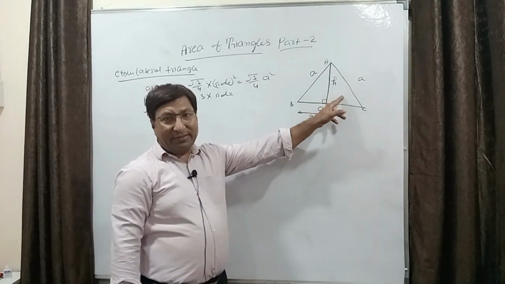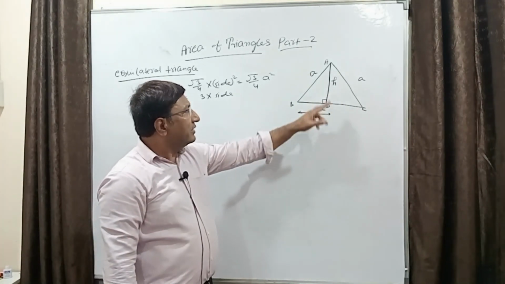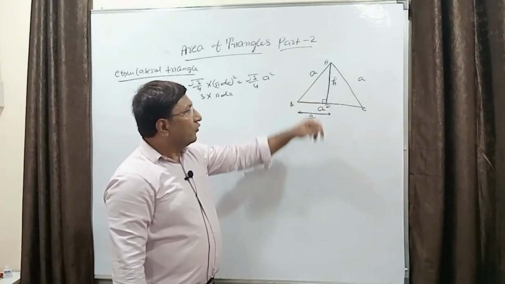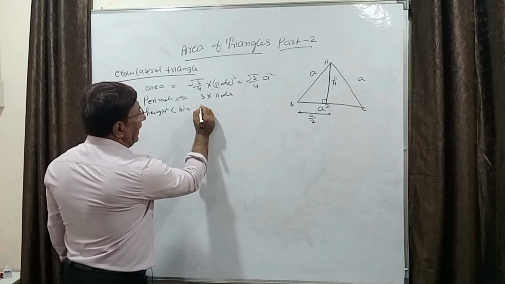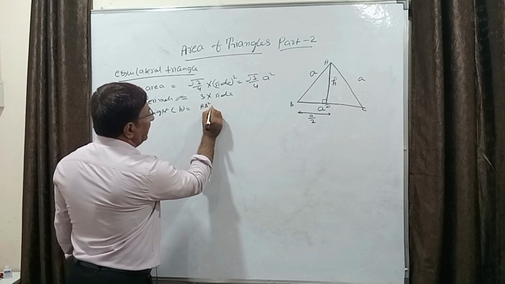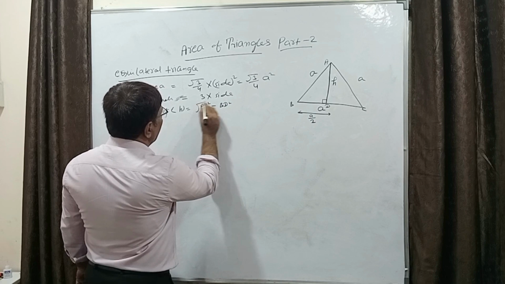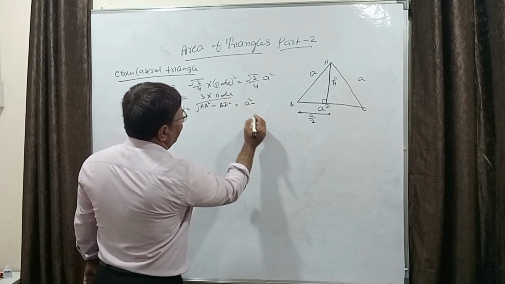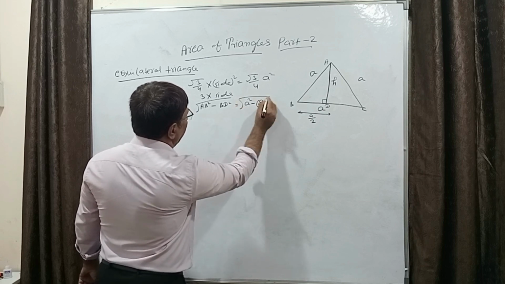So we are finding here H. So in triangle ABD, this is the perpendicular, this is the base and this is the hypotenuse. So we know the formula: perpendicular equals the square root of hypotenuse square minus base square. The hypotenuse is AB, so this is AB square minus BD square, under root. AB is A, so this is A square, and BD is A by 2, so this is A by 2 whole square.